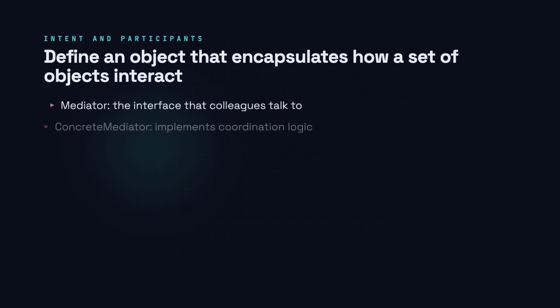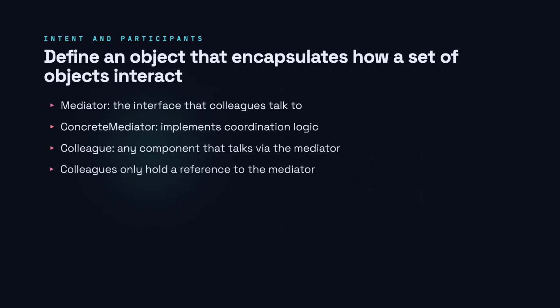The Mediator pattern defines two kinds of participants. First, a mediator interface that declares a method colleagues can call to communicate. Think of it as the radio frequency. Second, colleague classes, which are the components that need to interact. Each colleague holds only a single reference to the mediator. The concrete mediator implements the actual coordination logic, deciding who gets notified and what happens next. The result is that every many-to-many connection collapses into a simple many-to-one hub-and-spoke.